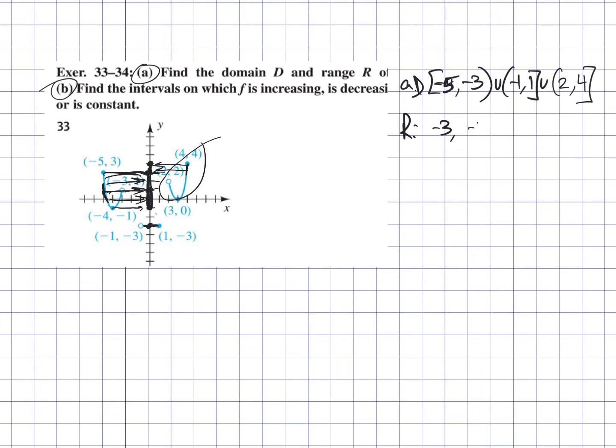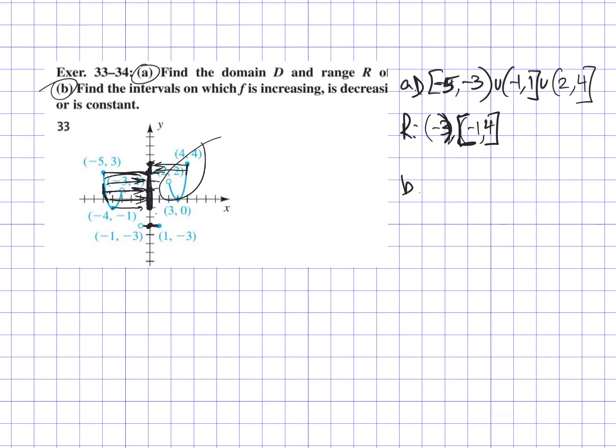And then it starts up again at -1. So -3 is all by itself. And then -1 all the way up to 1, 2, 3, 4. And those are colored in, so those are brackets. So that would be your range.